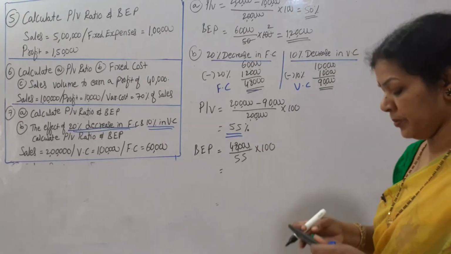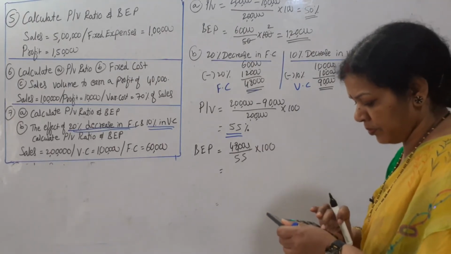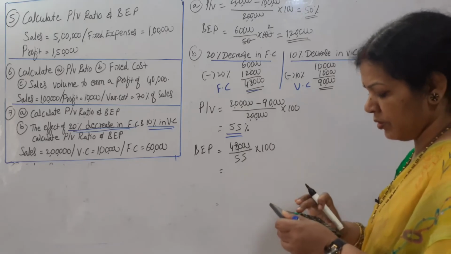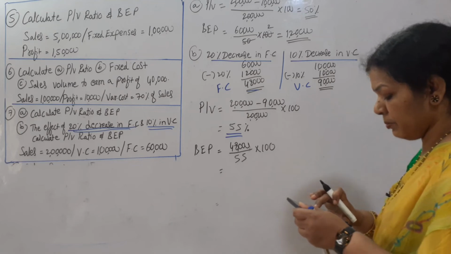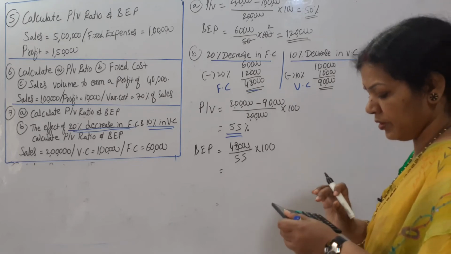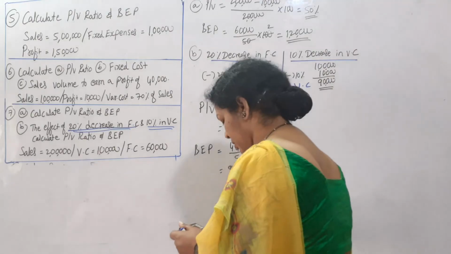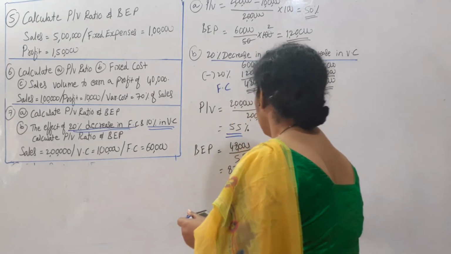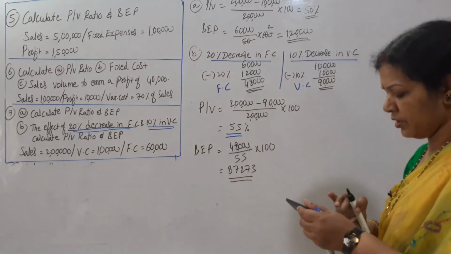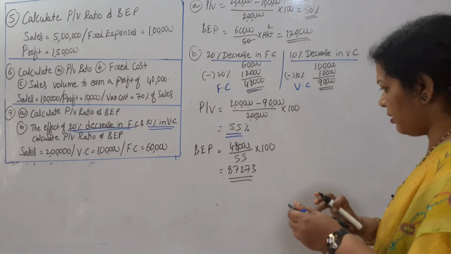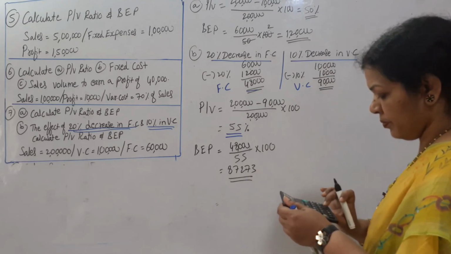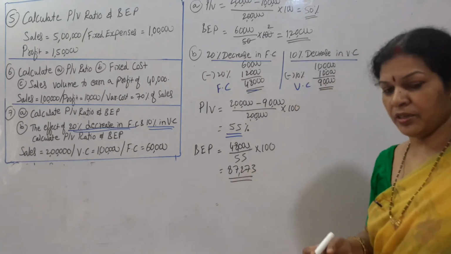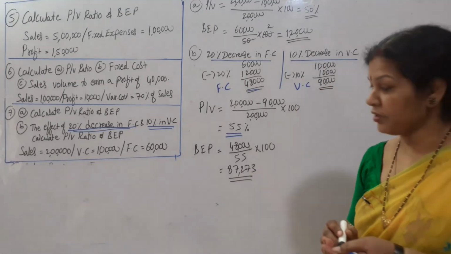48,000 into 100 divided by 55. It is 87,273. Is it clear? Once again I'll check. 48,000 divided by 55. Yes, 87,273. So this is the break-even point.